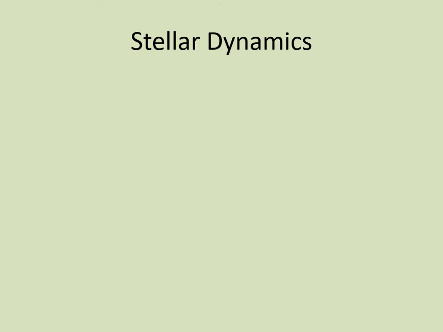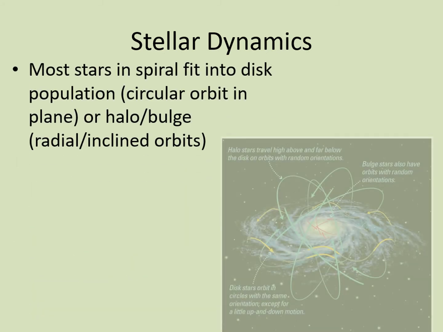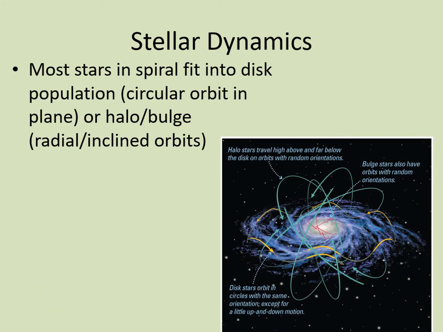Stellar dynamics means the ways stars move in the galaxy. In spiral galaxies, most stars either orbit in nearly circular orbits close to the plane of the disk, or in highly elongated orbits in the halo or bulge. This is almost certainly telling us how the gas was moving when these stars formed. Disk stars form from clouds of gas that were in circular orbits in the disk, while bulge and halo stars form from gas that was falling inward towards the central bulge.